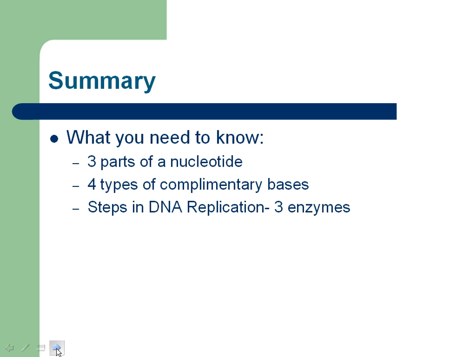All right, so hopefully you might have to go back and pause it and jot it all down. But this is what you need to know. The 3 parts of a nucleotide: we have our sugar, our phosphate, and then our nitrogen bases. You need to know the 4 types of complementary bases. So G's go with C's, A's go with T's. I remember this just because G's and C's both kind of have the round, A's and T's are kind of both straight lines, and so they match up together.